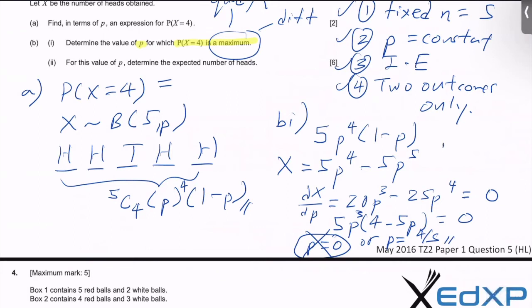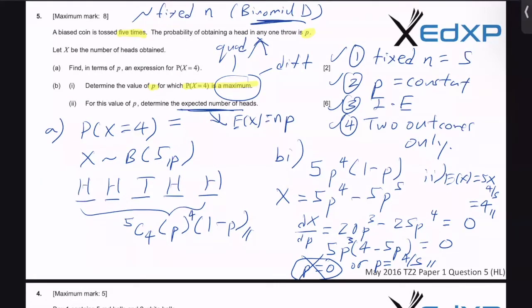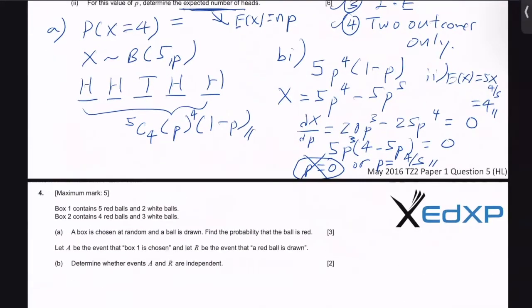And B, part 2. Determine the expected number of heads. The expectation or the average for a binomial distribution is given by E(X) equals np. So this is also in your formula sheet. So the expectation will be 5 times 4/5. So the answer is 4. I hope you got that. I'll move on to my third example from past papers.